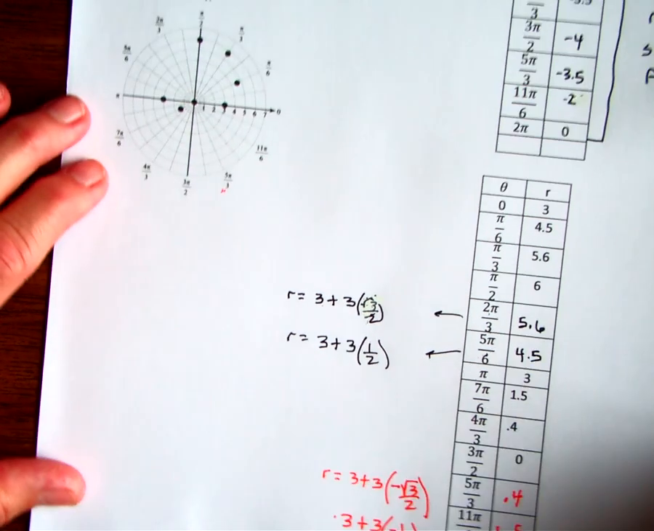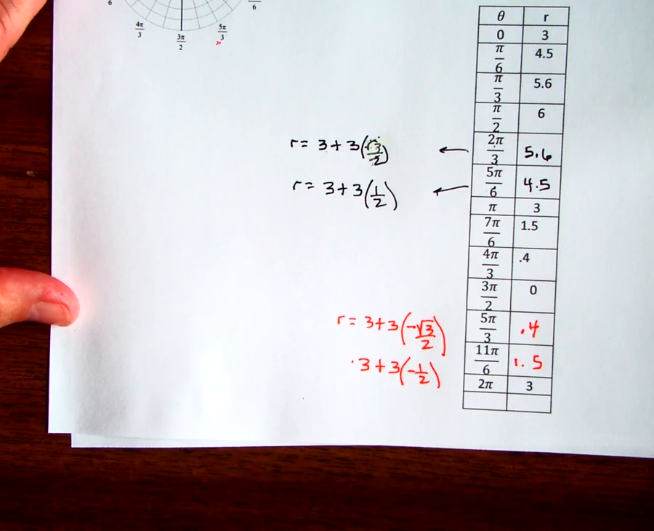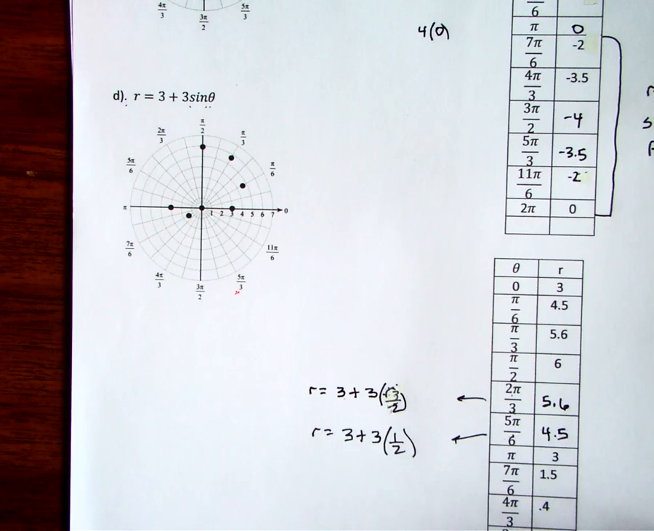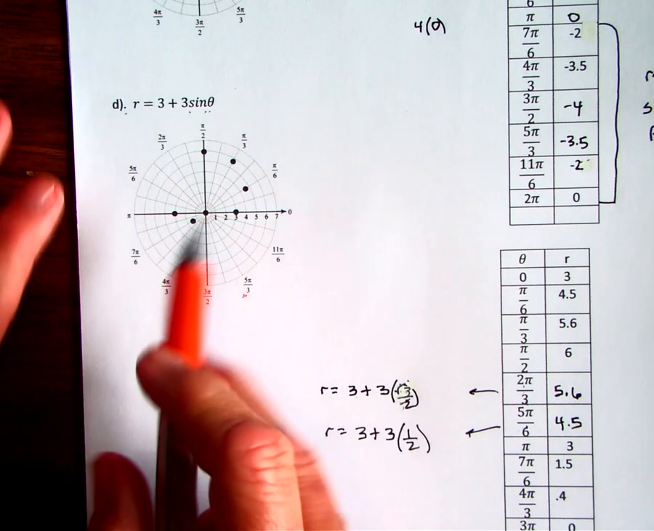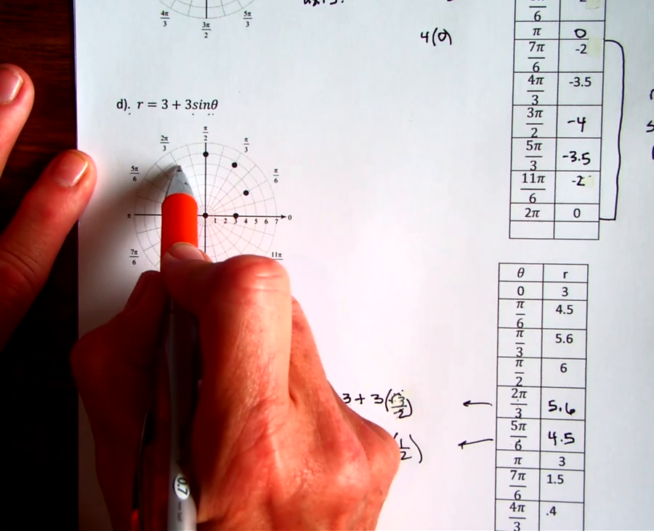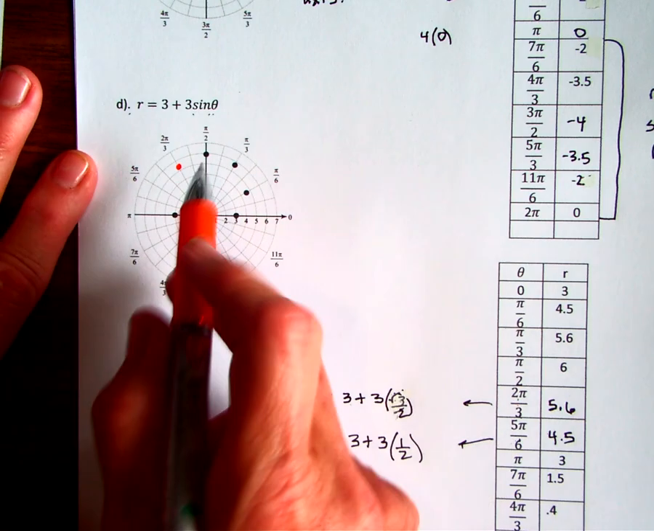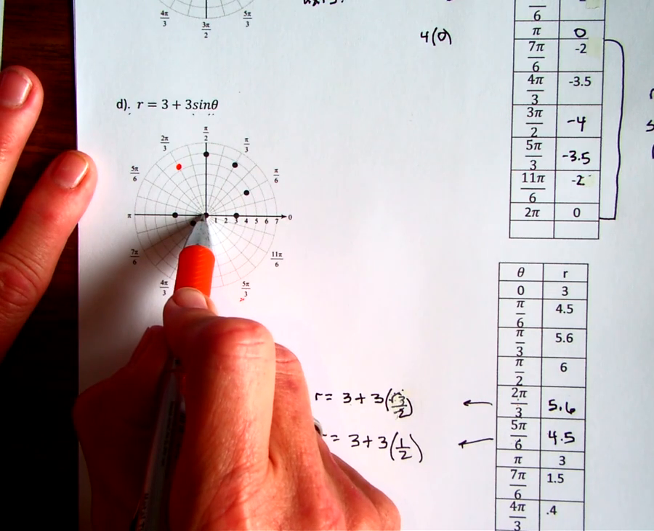All right, so let's finish plotting the rest of these points. Sorry, did you see the bottom there? I wasn't paying attention. All right, so let's leave off. We went to 2 pi over 3. So here's 2 pi over 3. Terminal side, we're going to go out to 5.6. Okay. 5 pi over 6, we're going to go to 4.5.